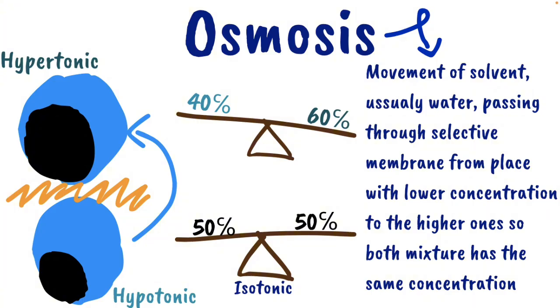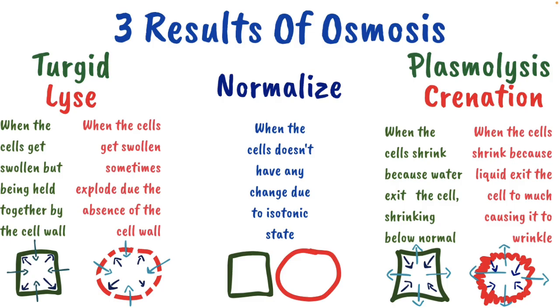Now the hypotonic side says, yo, you've got so many minerals, let me back you up with my water. And so the water passes through the selective membrane to the hypertonic side until they are all even. One has 50% minerals, the other has 50% minerals. This is called the isotonic state. Now, there are three results of osmosis.